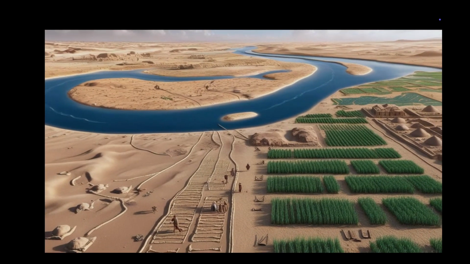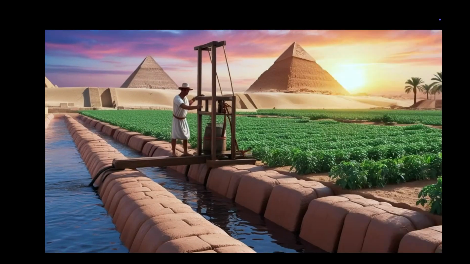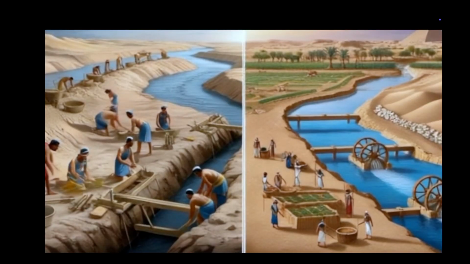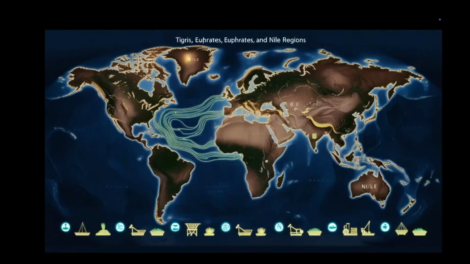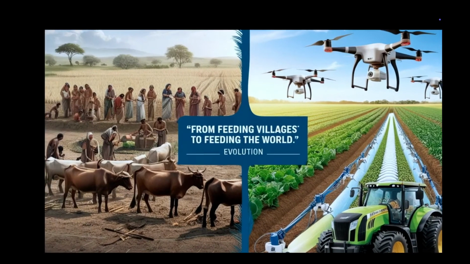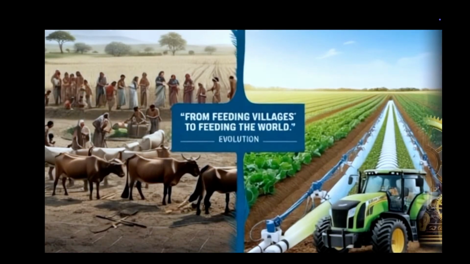Necessity often drives innovation. In Mesopotamia and Egypt, humans learned to tame rivers like the Tigris, Euphrates, and Nile, transforming barren land into fertile fields. Irrigation didn't just feed communities. It fueled the rise of civilizations. Today, these ancient systems form the backbone of modern agriculture, feeding billions around the globe.